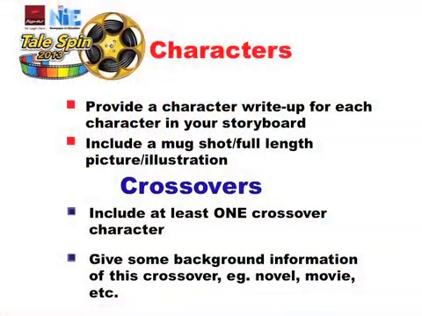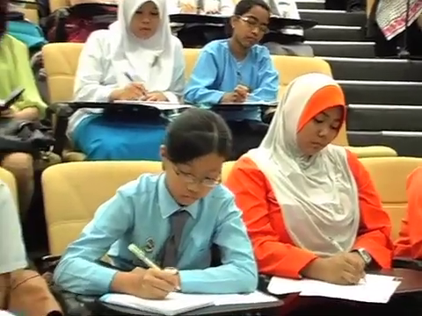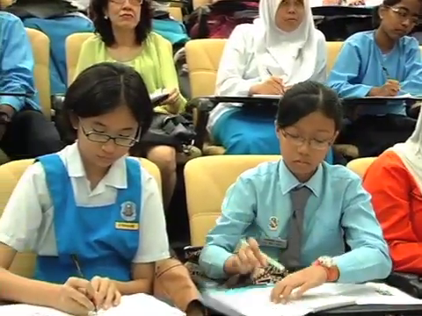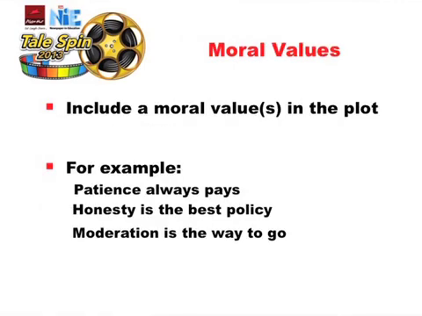We want to see something happening stage by stage. All the people that are going to appear in your storyboard should have a character write-up. Your crossover character can come from books, or you can even get it from TV or Astro. With only 9 frames to work with, it's quite impossible for you to put in a lot of information in just picture form. So we are also getting you to come up with narration. And you want to come up with speech bubbles and thought bubbles inside your frames. Go ahead, include moral values, because you can have a few moral values running through your story.